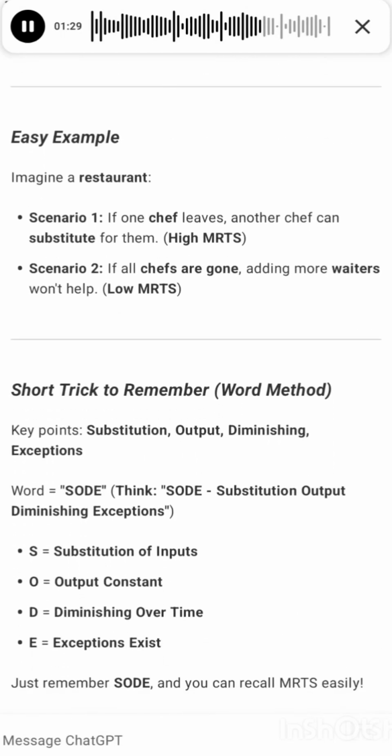Easy example. Imagine a restaurant. Scenario 1. If one chef leaves, another chef can substitute for them. Scenario 2. If all chefs are gone, adding more waiters won't help.